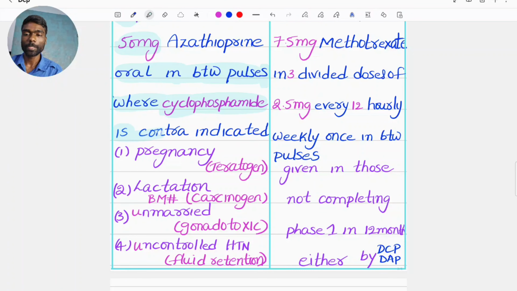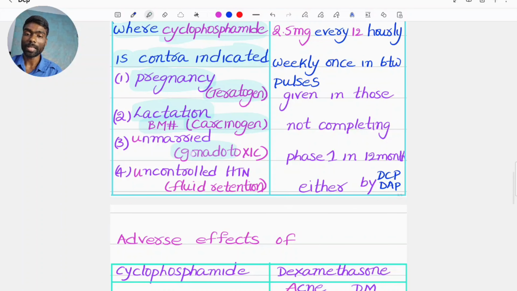Why? Because cyclophosphamide is contraindicated in pregnancy, as it is a teratogen. Lactation too, as it has so many side effects. We don't want to transfer the side effects to the baby, because this drug is excreted in breast milk. What are those side effects? It is a carcinogen. It causes bone marrow suppression, and is hepatotoxic, cardiotoxic, nephrotoxic. It is gonadotoxic as well. So in the unmarried, both genders, male and female, it is a relative contraindication. In uncontrolled hypertension, if you give cyclophosphamide along with steroids, it will cause even more fluid retention.